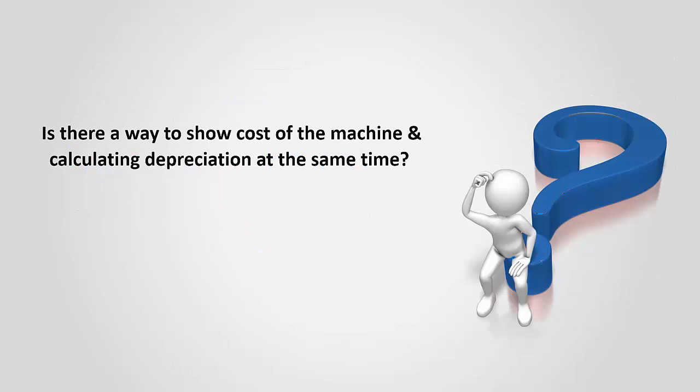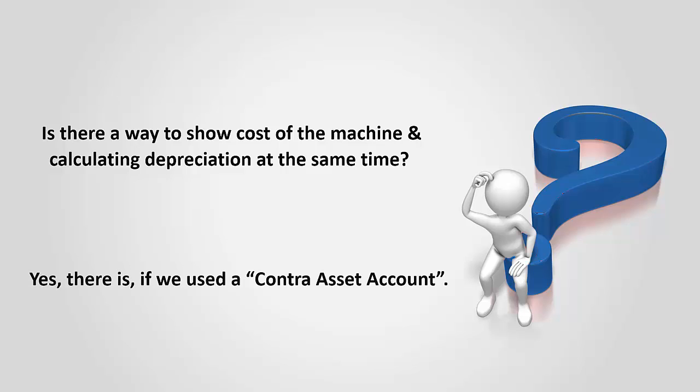Is there a way to reduce the asset by the amount of depreciation and at the same time show the original cost of the asset? Yes, there is. If we use a contra-asset account. A contra-asset account is the opposite of an asset. That is, it has a credit balance as against a normal debit balance of an asset account, but displayed on the asset side in the statement of financial position.